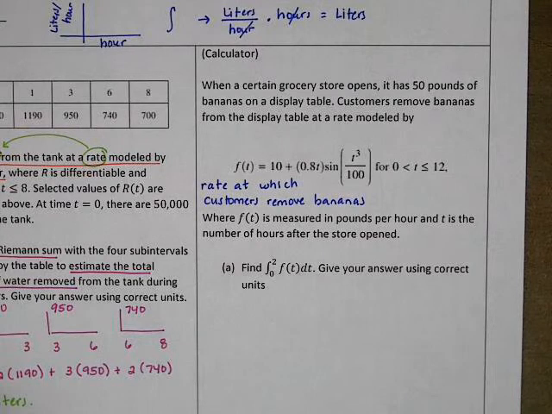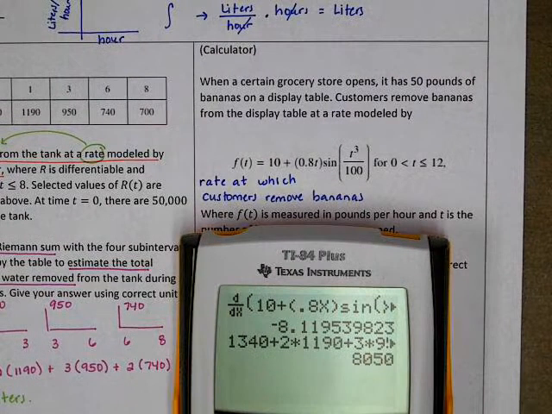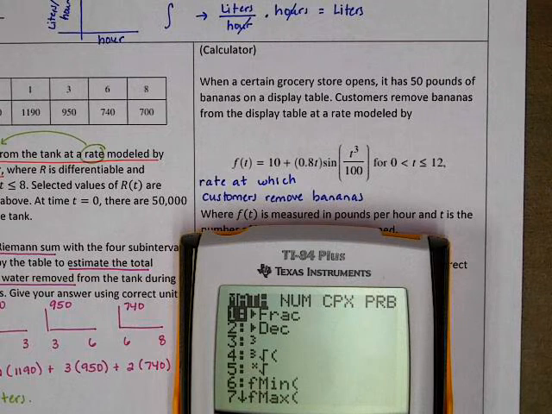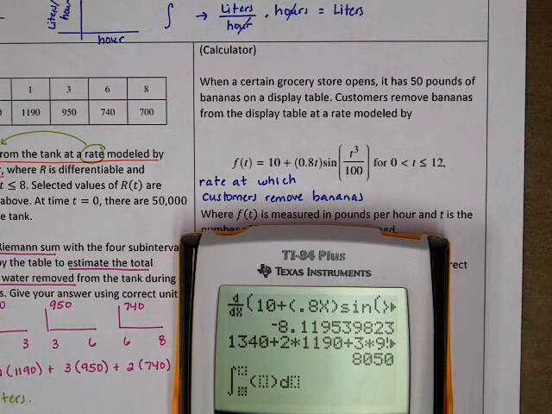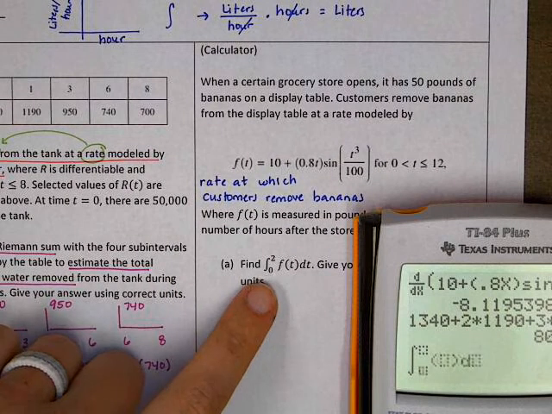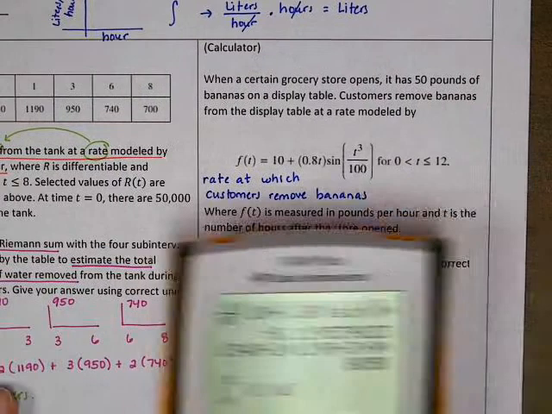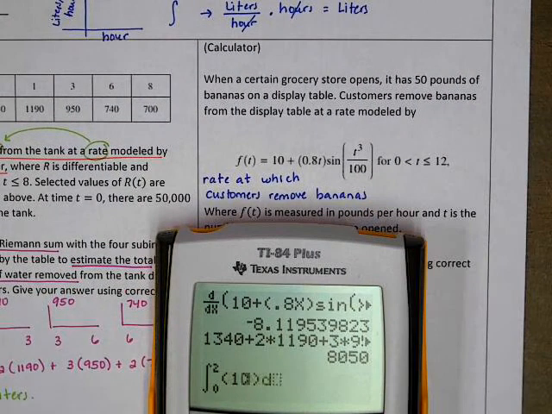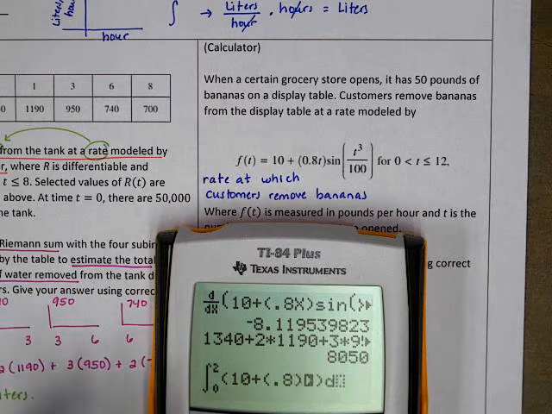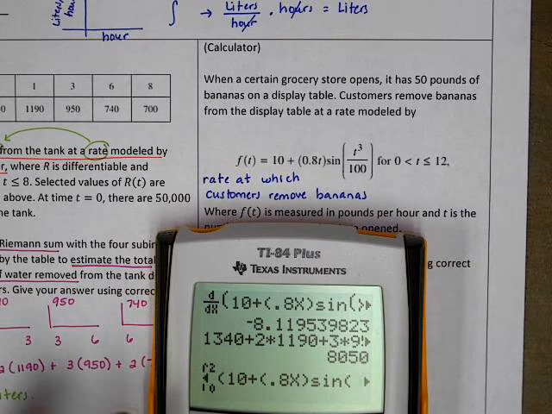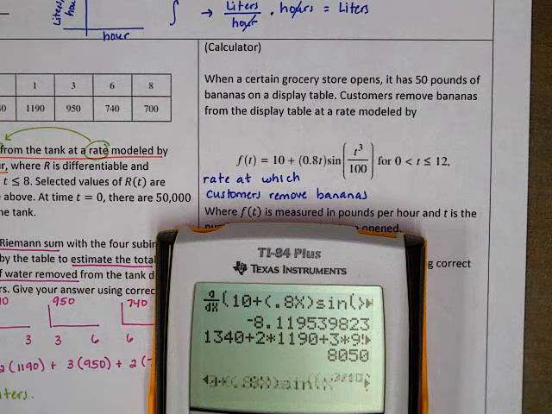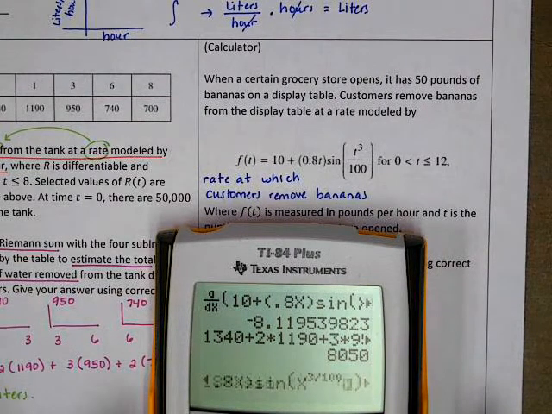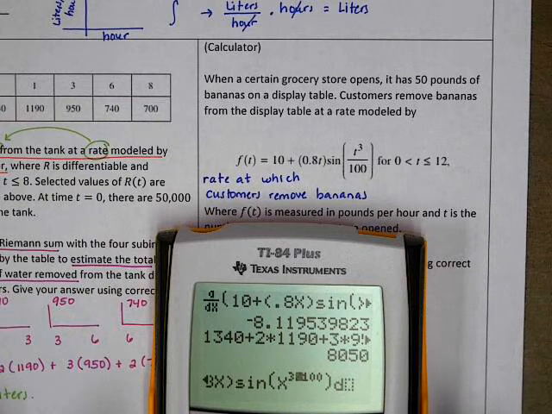So, one thing that we haven't talked much about is that just like you can find a derivative on your calculator, you can also find an integral. If you go to math again and go to option 9, you'll notice that it brings an integral to your screen. Now I want to integrate from 0 to 2. And then I'm going to type in this equation: 10 plus 0.8x times sine of x to the third divided by 100. Oops, I don't need that parentheses. I don't need that in the exponent either. And we want this dx.